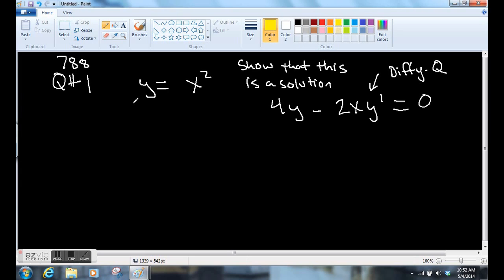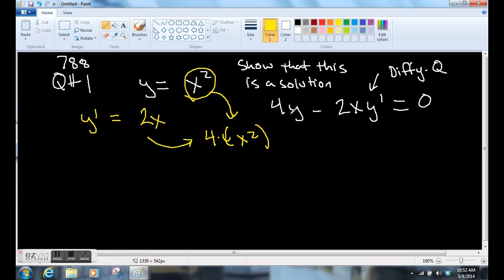To show this, let's take the derivative of this side, y prime. So the derivative of y is 2x. Remember, you don't add a constant. There's no constant because you're taking the derivative. Okay, so now let's try plugging this in to see what we get. We get 4, we're going to plug y is now x squared. 4 times x squared, do you see? The y is x squared, minus 2 times x. I'm solving in terms of x because there's this x here. I can't just leave it all in terms of y. Y prime now is 2x.